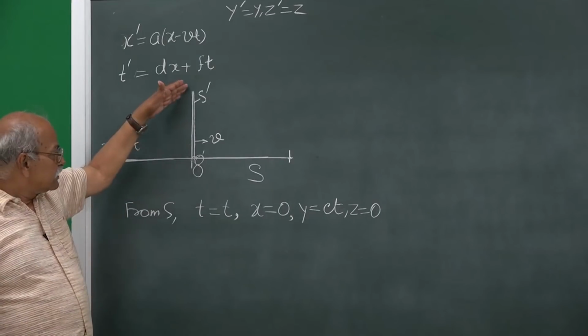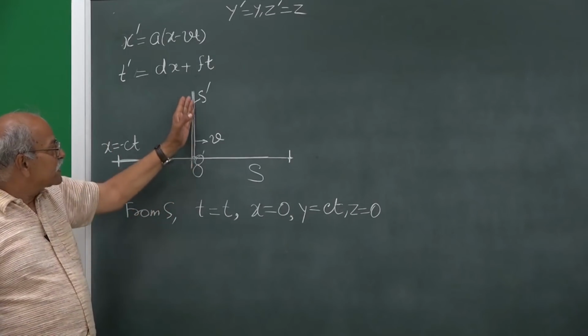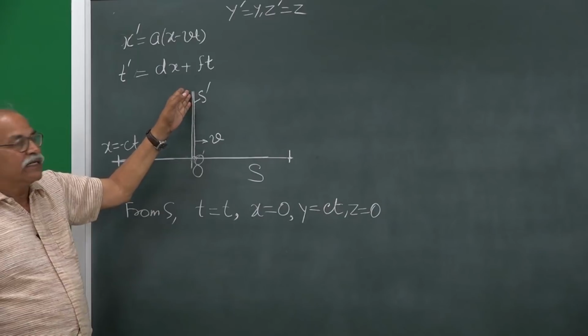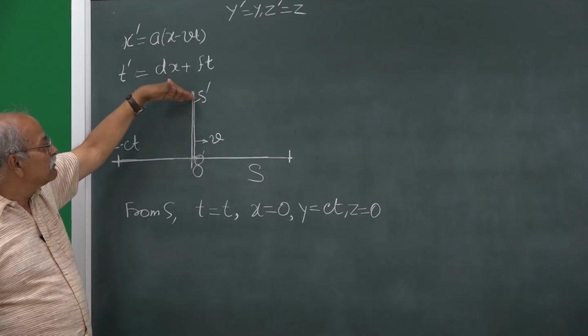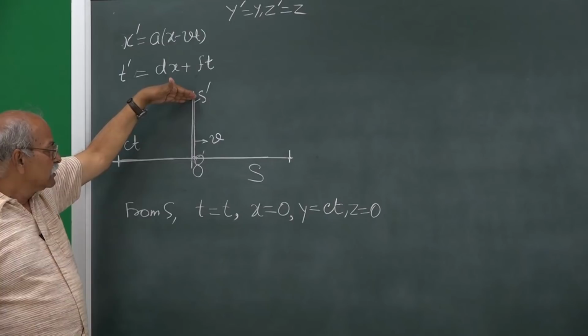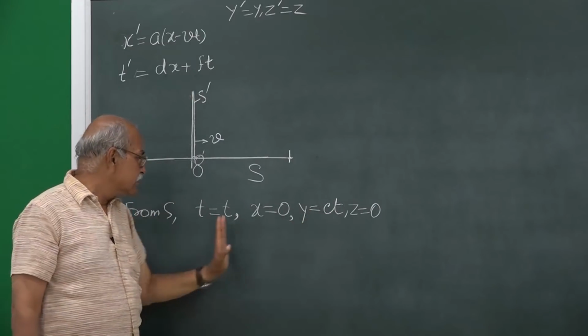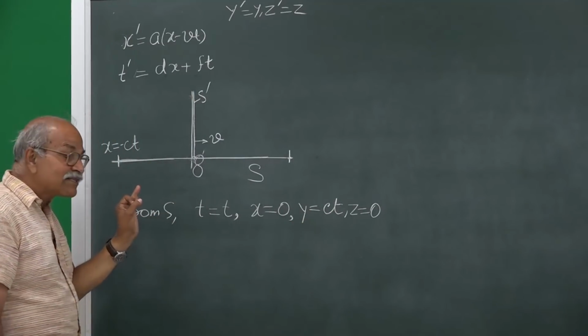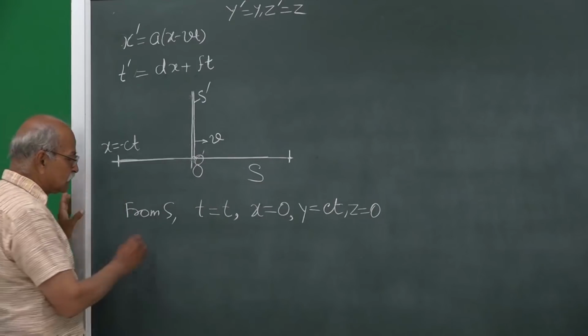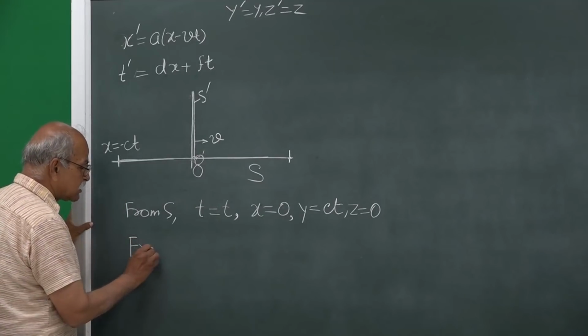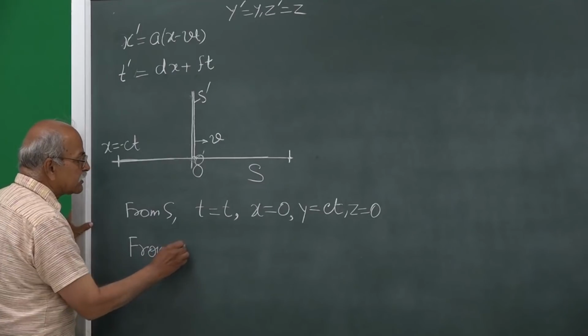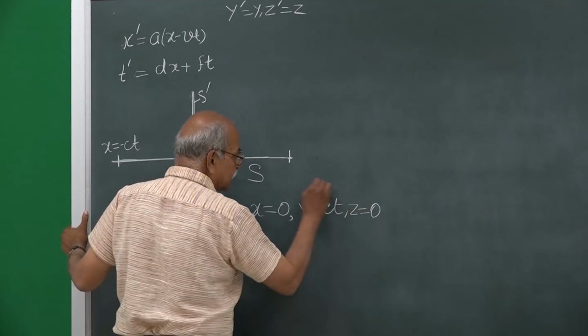And this event is radiation going along the y axis in S and reaching a particular point of the y axis at time t. These are the coordinates and this is the time. This event, as seen from S prime, is our event number 3.